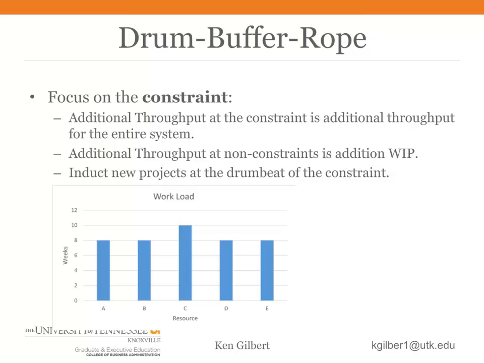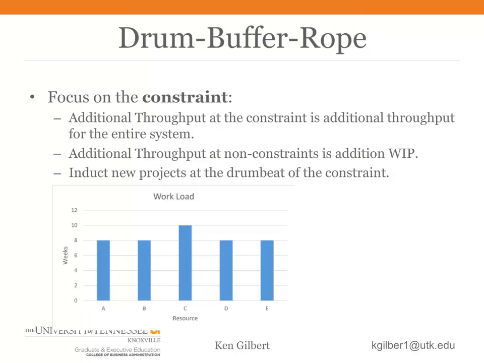If we look at our resources, we can see that pushing more projects into the system doesn't necessarily increase the rate at which projects exit the system. The rate at which projects exit the system we will refer to as throughput. The throughput is determined by the resource that is the constraint. In this case, the constraint is resource C. It can complete a project every 10 weeks because under our assumption, each project requires 10 weeks of resource C.